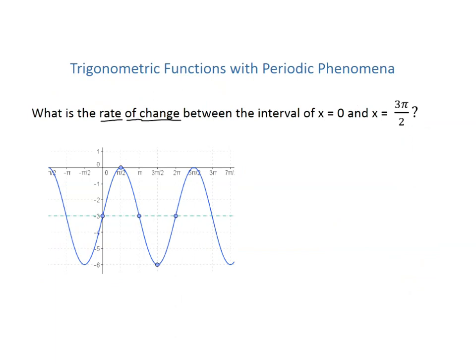Okay, what is the rate of change? Remember, anytime you see the words rate of change, that means we're talking slope here. So let's find the 2 points first. So it says x equals 0 and x equals 3 pi over 2. So at the point x equals 0, which would be right here, the value of my function is -3. At the point 3 pi over 2, which is right here, the value of my function is -6. So this is the line that I want to find the slope of.